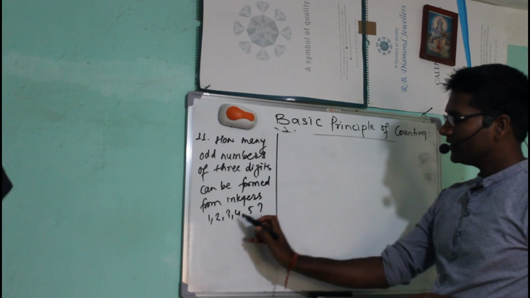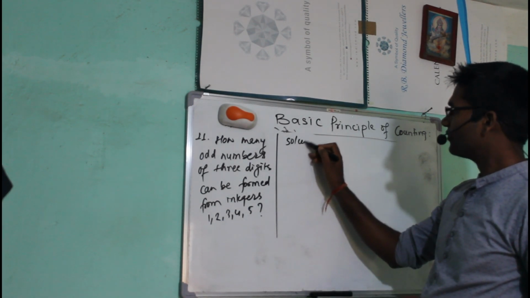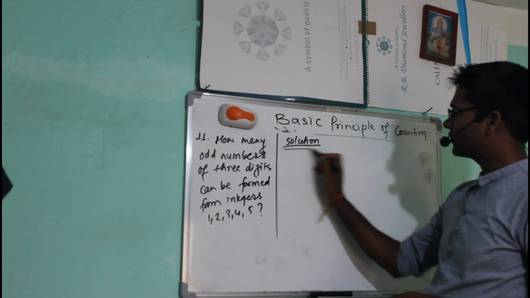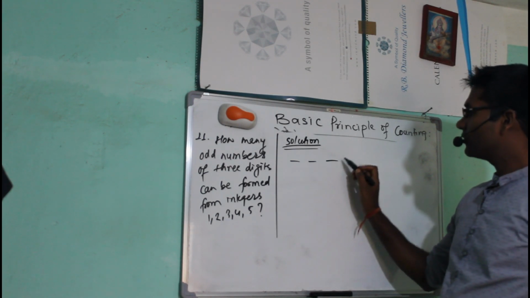Question number 11 is like this: how many odd numbers of 3 digits can be formed from the given integers 1, 2, 3, 4, 5? Okay, so we have to form the solution here. Remember, 2 conditions are given. 3-digit numbers, 1, 2, 3, 3 spaces. Remember, it should be odd.